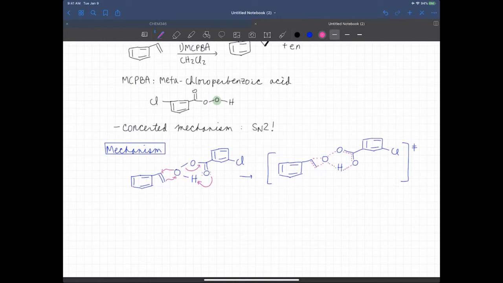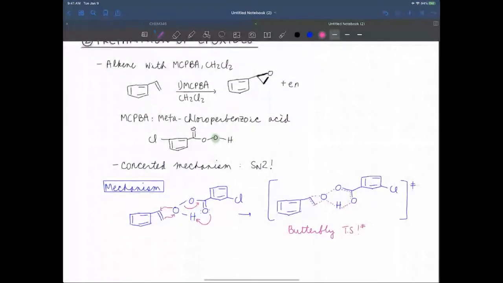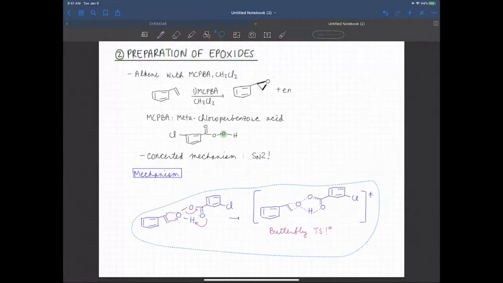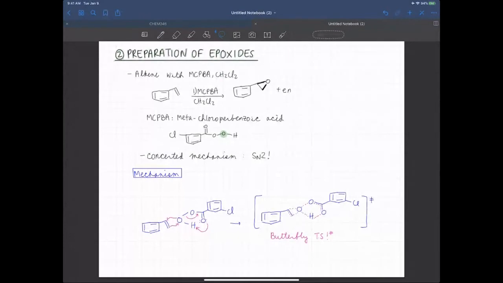Okay, and what do we call this transition state? Anyone remember? It has the name of an animal. Yeah, it's a butterfly transition state. Okay, if you are asked to draw the mechanism, you need to know what this transition state looks like. And then after it forms the transition state, you can just put product. This is how the product forms.